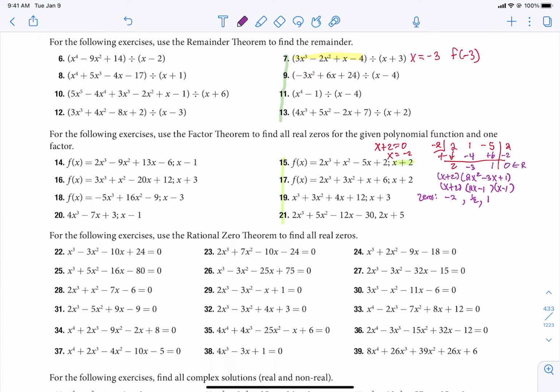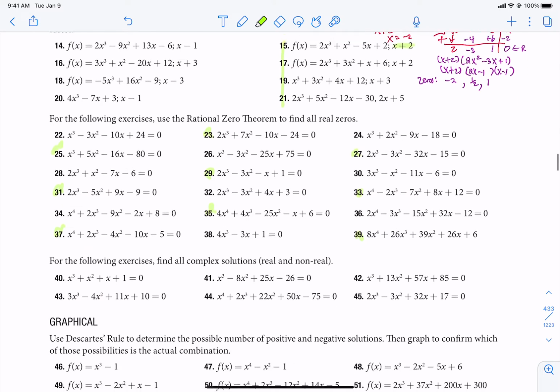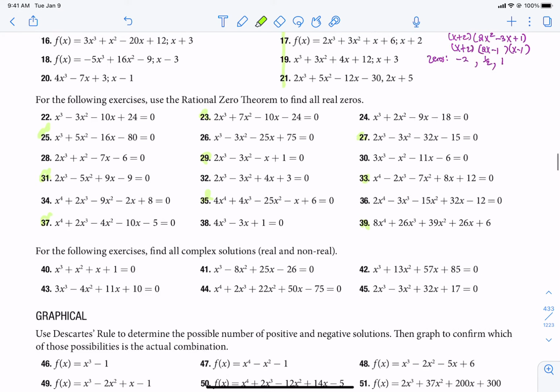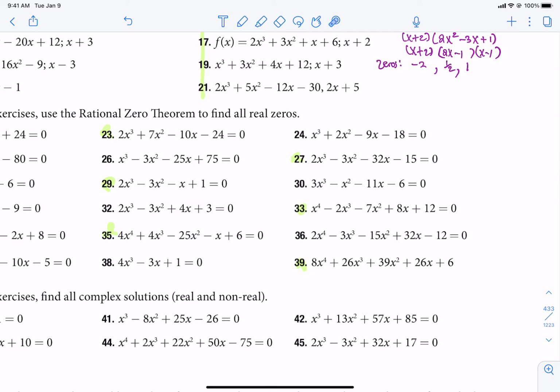Next, for problems 23 through 39, they say in the instructions to use the rational zero theorem to find all the zeros. So you notice that this function is equal to 0, so they're just telling you to solve that equation. Where is that function equal to 0? So I would like to do problem 23 with you. Let's do 23 together. Let me take a little screenshot of 23.